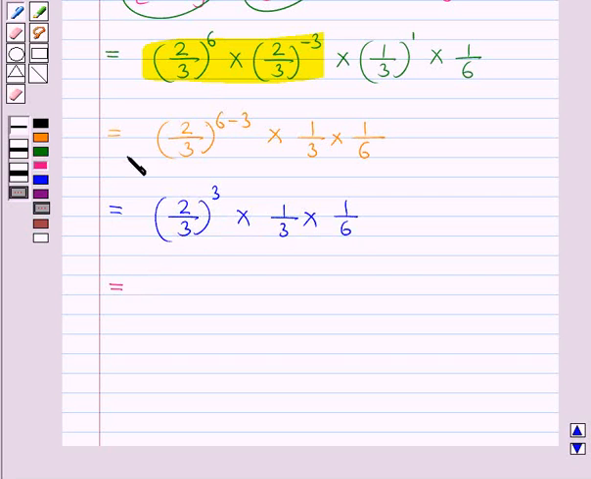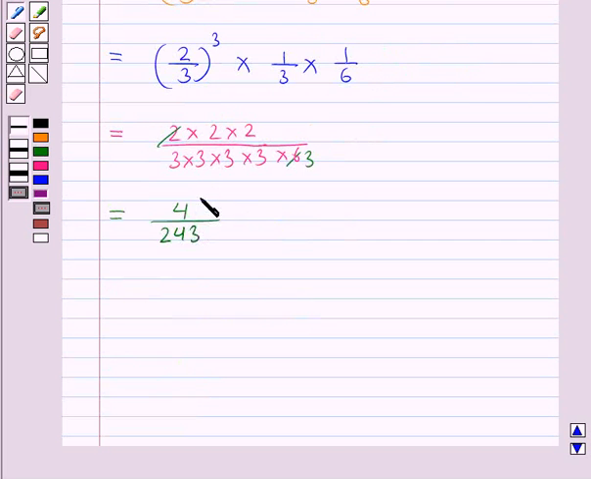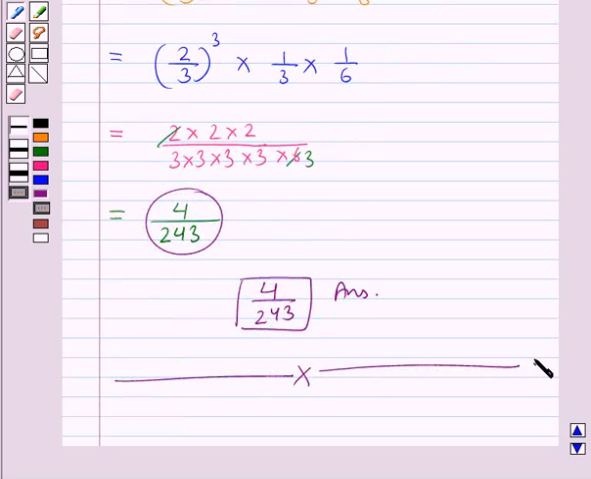So this is equal to (2 into 2 into 2)/(3 into 3 into 3 into 3 into 6). Now 2, 3 times is 6. So this is further equal to 4/243. So this is the final answer, that is 4/243. So this completes the session. Hope you have understood the solution for this question.